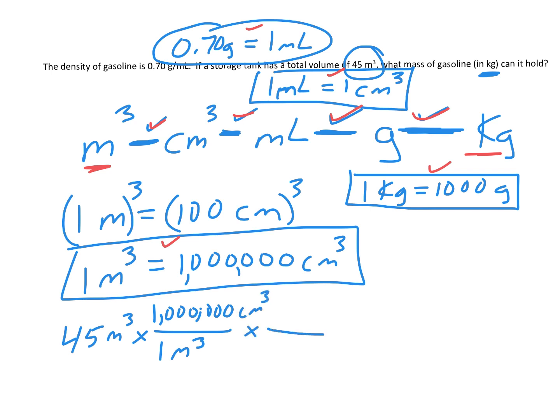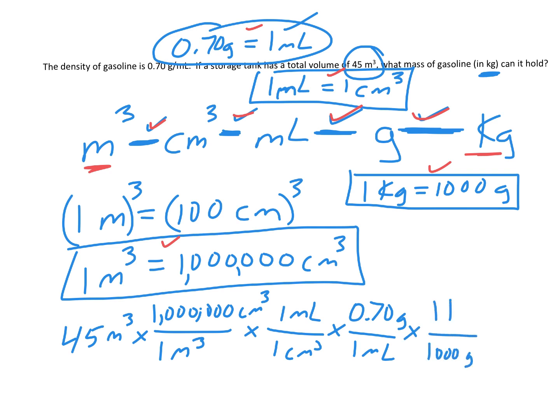And then I want to cancel centimeters cubed. So for every 1 centimeter cubed, there's 1 milliliter. That's just the definition. And then using the density, every 1 milliliter is 0.70 grams. I'm using this up here. And then I want to say for every 1,000 grams, there is 1 kilogram. And then I just multiply this all out, and I get my final answer, which comes out to about 31,500 kilograms. And again, I'm not paying a lot of attention to sig figs here. I should probably round that to 32,000 to two sig figs, but anyway, that's the process.